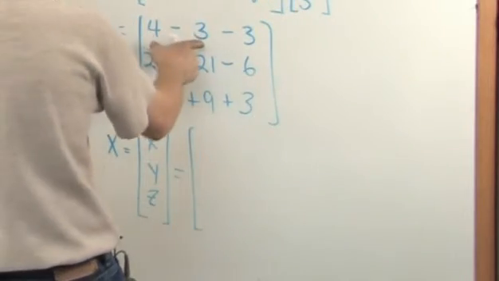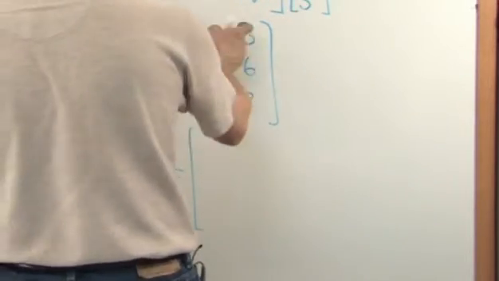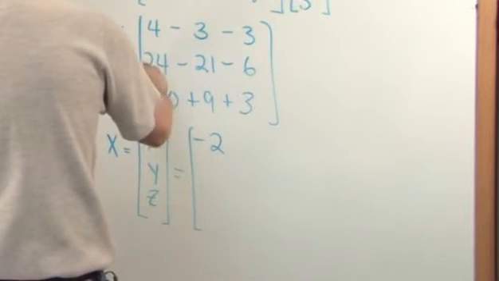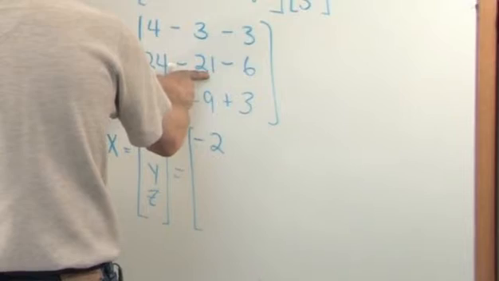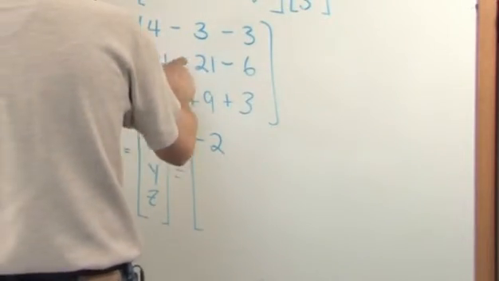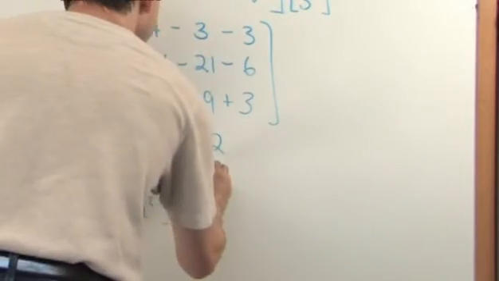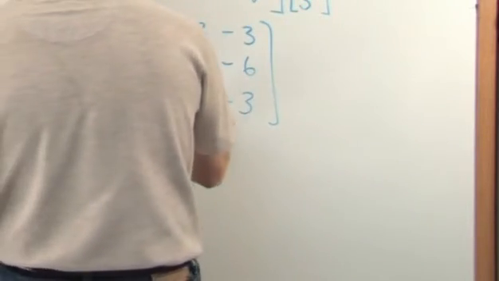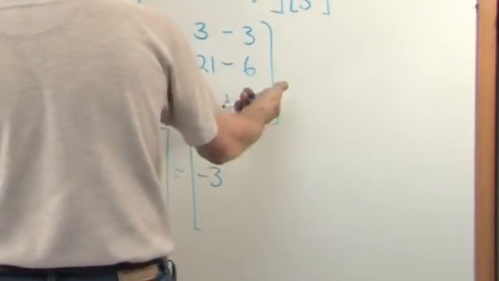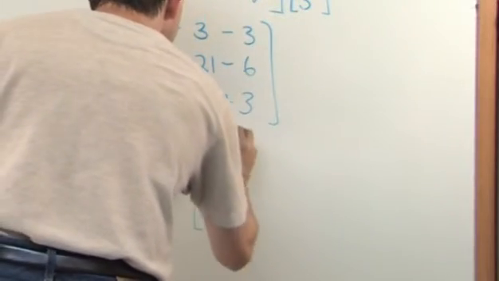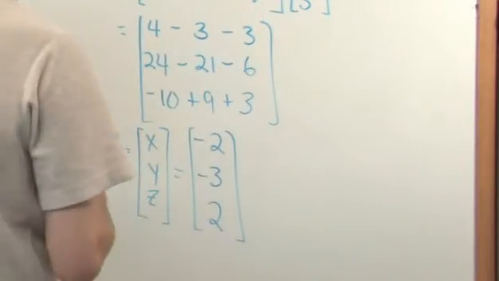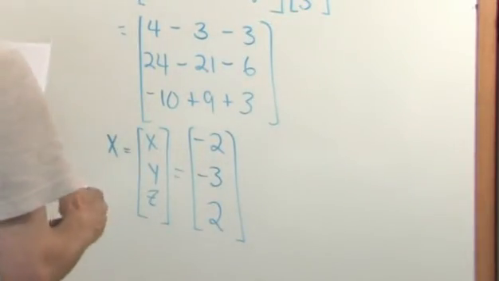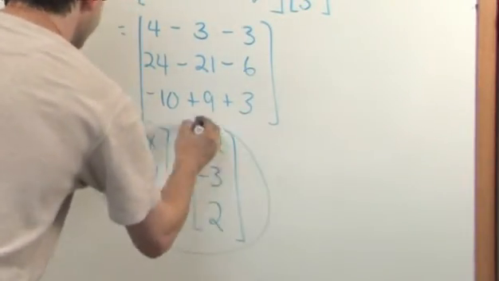4 minus 3 is 1. So 1 minus 3 is going to give us negative 2 up there. And then here, 24 minus 21 is going to give us 3, and then 3 minus the 6 is going to give us negative 3. Okay, and then negative 10 plus 9 gives us negative 1. Negative 1 plus 3 gives us the positive 2. So the 2 goes down here. So you have x is equal to negative 2, y is equal to negative 3, z is equal to positive 2, and that would be your answer. That's what you would circle on the test.